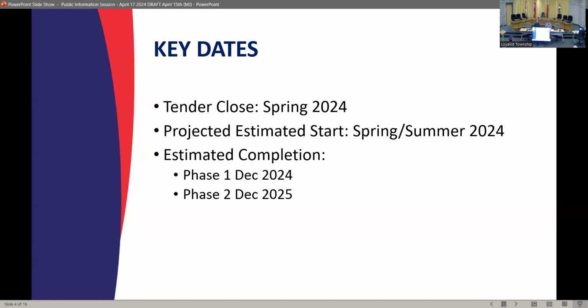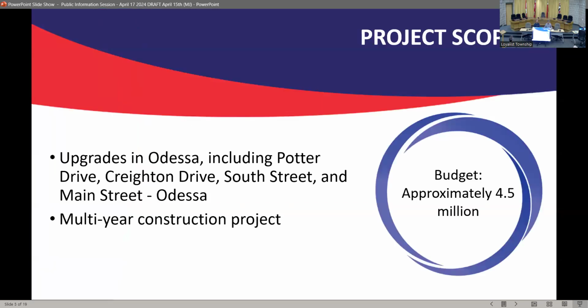So some key dates for the project. It's currently out for tender. It should close in the next few weeks, and then it'll be awarded probably in the May timeframe. We estimate the contractor will start work late spring, early summer of 2024. And there's 2 phases to the project. We've asked the contractor to have the Main Street work completed this year, and then the balance of the work, it's at their discretion, but we anticipate some work will be completed in 2024, the Main Street work, and the balance of the work will be completed by the end of 2025. Next slide, please.